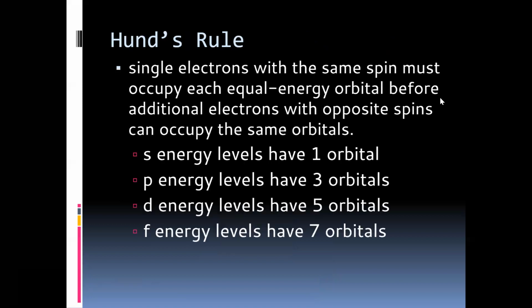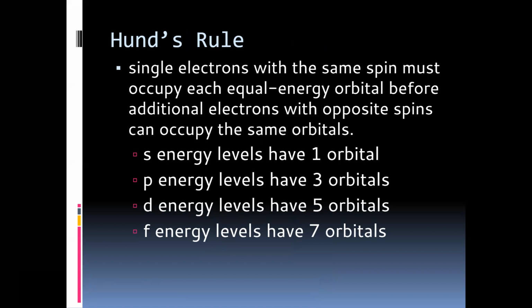And then there's Hund's rule, which says single electrons with the same spin must occupy each equal energy orbital before additional electrons with opposite spins can occupy the same orbital. So that is a mouthful, but basically what that means is that when you are drawing out an orbital diagram, you have to put all the up arrow or upward spin electrons in one at a time before you can go back and start filling in the downward spin ones. Again, I will get there and you will see what I mean by that.